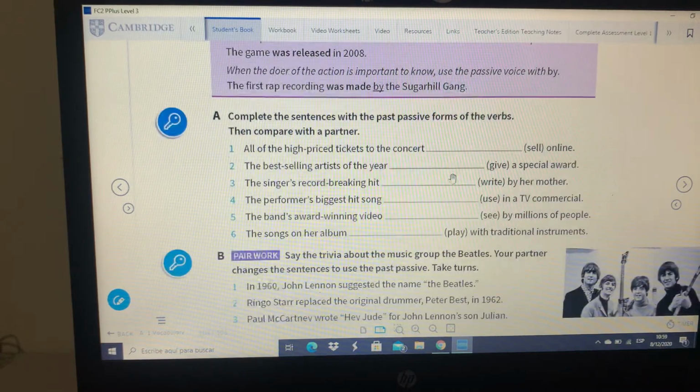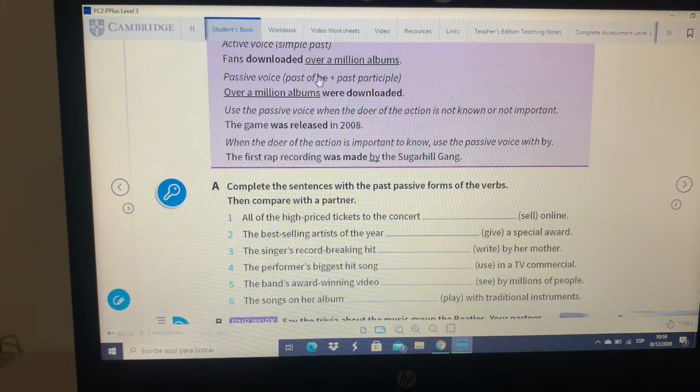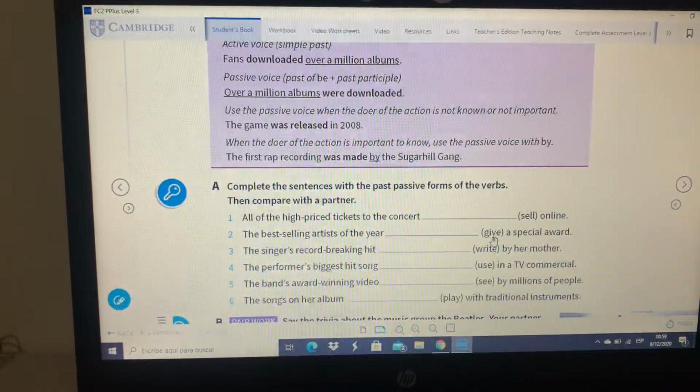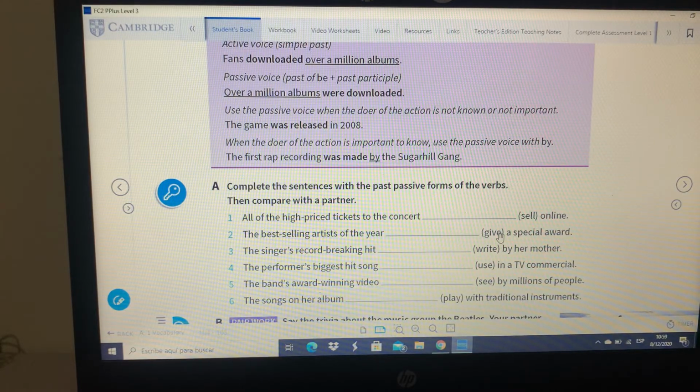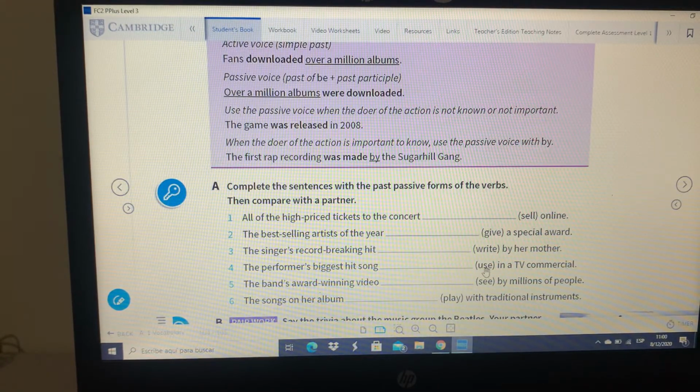We did this exercise. Remember, you have to put in the blanks the past time of be and the participle form of the verb. Remember, the participle form is different from the past form. They are different. For example, in this case, it is "sold." In this case, it's the same. But in the case of the verb give, the past is "gave" and the participle is "given." So they are different. In the case of write: write, wrote, and written. When they are regular, like in the case of use, the past is the same as the participle: used. You can check the list at the end of your books.